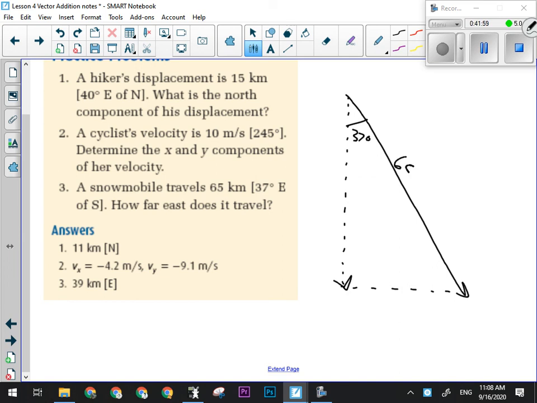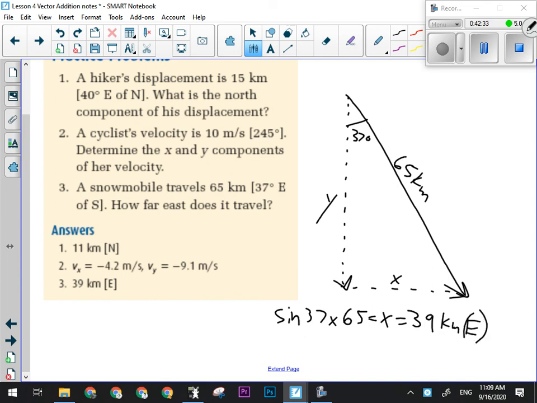And it's 65 kilometers long. Here's y, here's x. Okay, my x will be east, my y will be south. It wants to know how far east it goes, so what am I looking for? X. Okay, x is opposite the 37-degree angle. So which trig function do I use? Sine. Okay, so we'll have sine of 37 times the hypotenuse, 65. That'll equal x, and that comes out to 39 kilometers east.